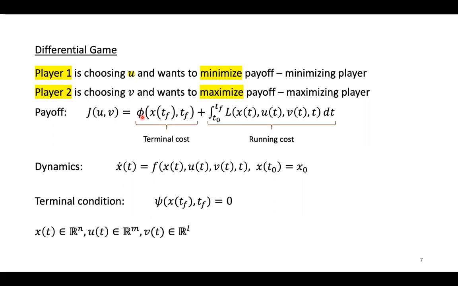So the payoff function has a terminal cost, which is a function of the state at final time and the final time itself, plus an integral cost, which is the running cost, a function of the current state, the control picked by the minimizing player, the control picked by the maximizing player, and the time. So this is exactly the same setup, but instead of one control that you are trying to minimize or maximize in an optimal control setup, you have two controls, while one control is trying to minimize and the other is trying to maximize this function.